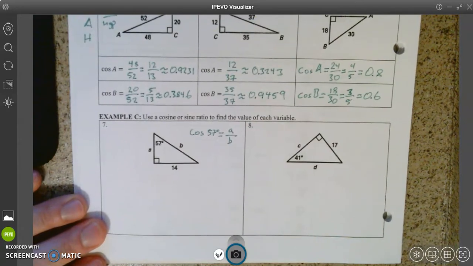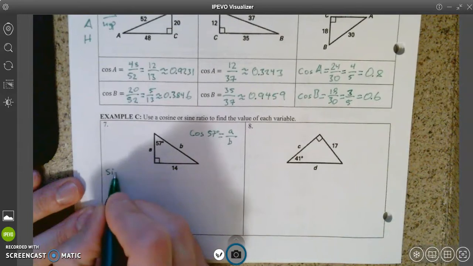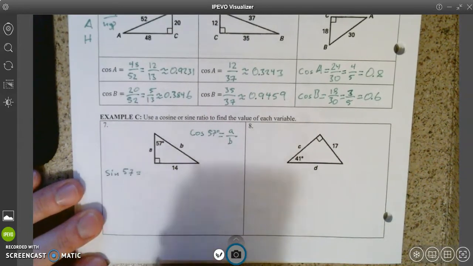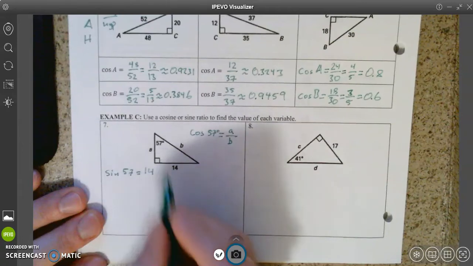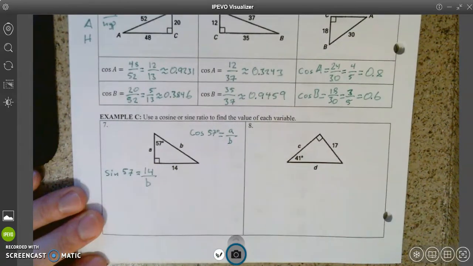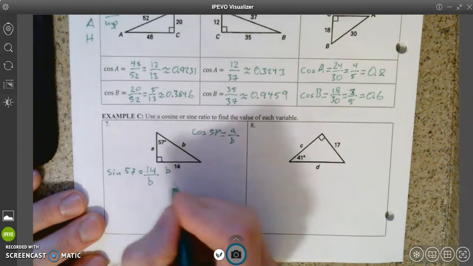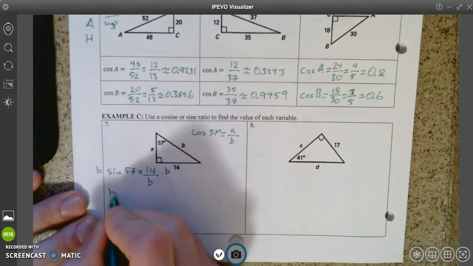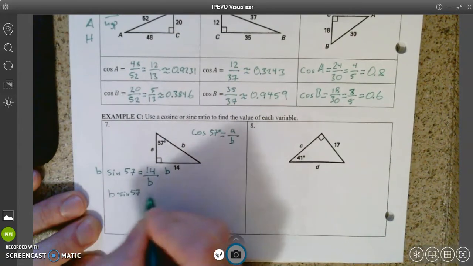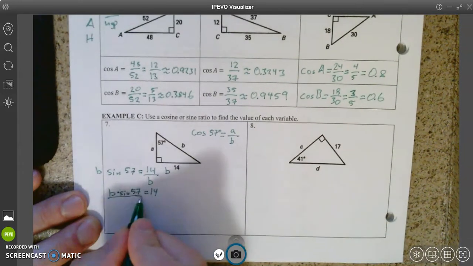What I can do though is use sine. So the order here, we actually want to use sine first. So sine of 57 degrees is equal to opposite. So we know opposite 14 over hypotenuse, which is B. What we want to do is manipulate this so that B is in the numerator. So we're going to multiply B on both sides. So we get B times sine of 57 degrees is equal to 14. Here we can divide by sine of 57 degrees on both sides.